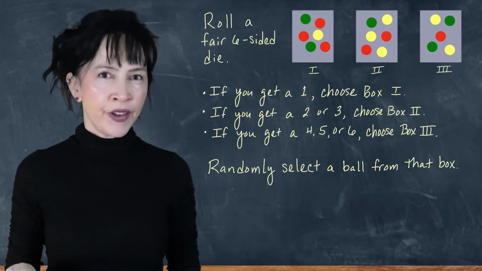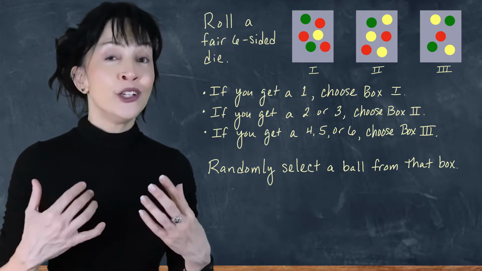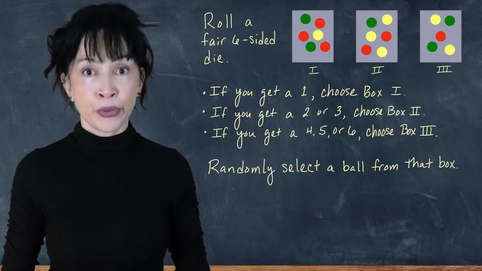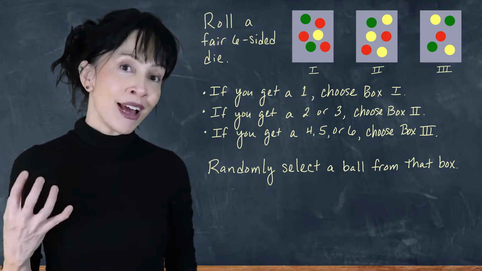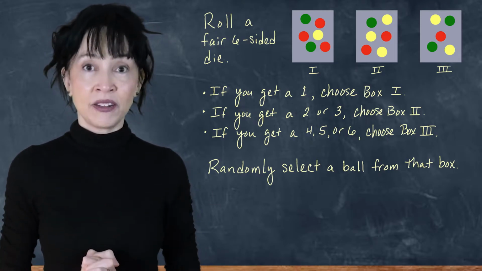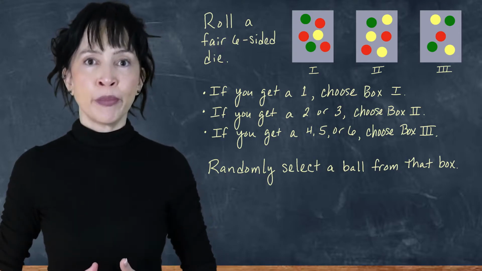Okay, so let's change up the experiment a little bit. I'm going to roll the fair 6-sided die. If we get a 1, choose from box 1. If we get a 2 or 3, choose from box 2. And if we get anything else on the die, I'm going to choose from box 3. Next, I'm going to randomly select a ball from that box. And I don't want the probability that it's green, and I don't want the probability that it's green given it came from a certain box.